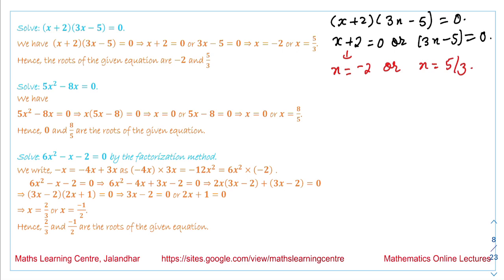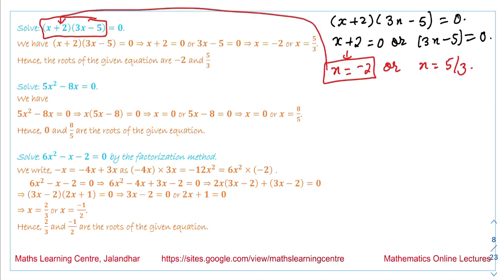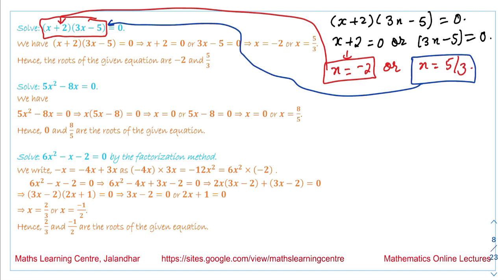What this answer means is that for the product of these two terms to be 0, at least one of them must be 0, because these are two real numbers we are talking about. If x is equal to minus 2, this term will become 0 and the final answer will be 0. If x is equal to 5 by 3, this will make the second term 0 and the final answer will be 0. So these are the solutions of this quadratic equation.